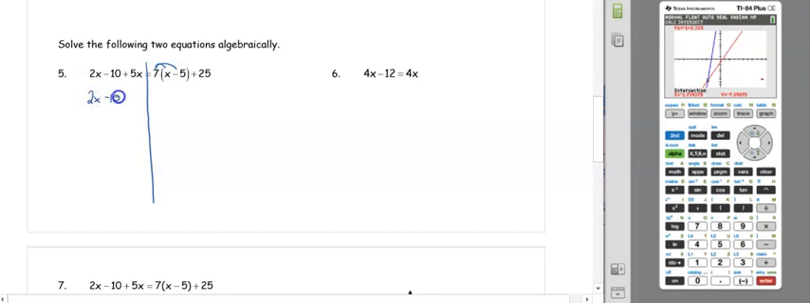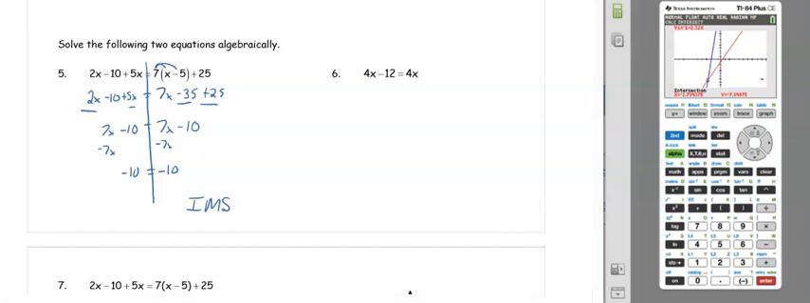So I'm going to distribute this 7. So we have 2x minus 10 plus 5x equals 7x minus 35 plus 25. So we can combine these x's, 2x and 5x, to get us 7x minus 10. Then we can combine these numbers, so we have also 7x minus 10. Now, the variables are the same on both sides, so when I subtract 7x from both sides, I'm left with -10 equals -10. Because these numbers are the same, this is infinitely many solutions.